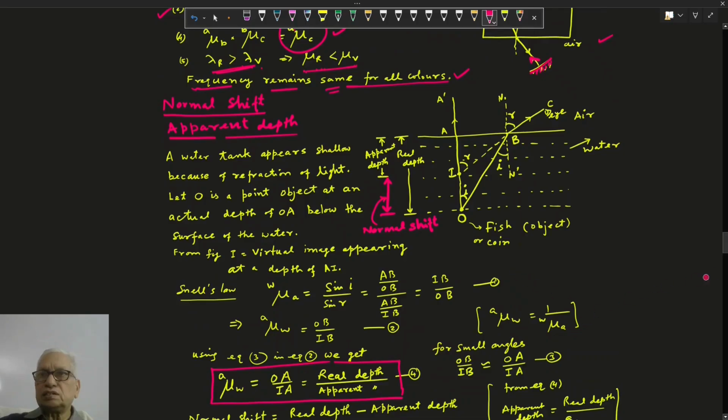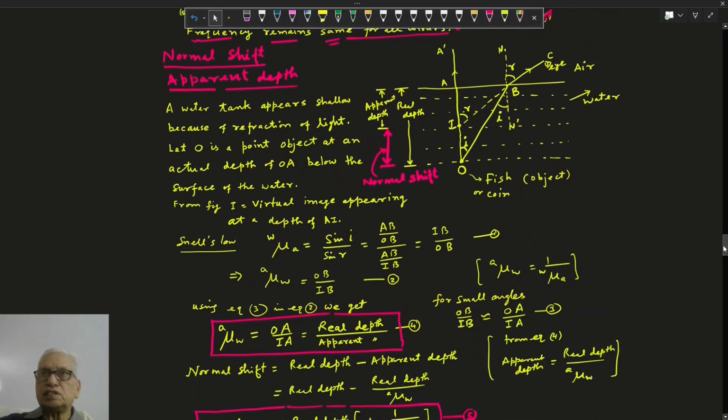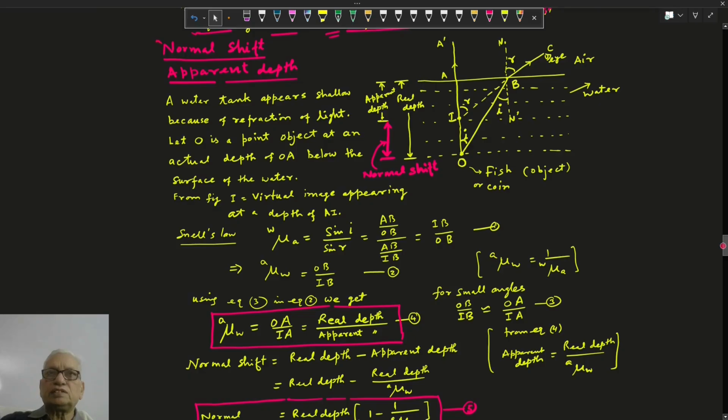Now we are discussing an important derivation case here. It is called normal shift or apparent shift, or sometimes from the top you see apparent depth, and from the bottom you see normal shift. Both are the same thing. इधर नीचे से देख रहे हैं शिफ्ट हो गया, object is here, image is here. ऊपर देखेंगे तो this is the apparent depth AI. रियल डेप्थ है AO का, लेकिन ये अपीयर हो रहा है as image, so this AI is the apparent depth from the top surface, and from the bottom it is said OI.